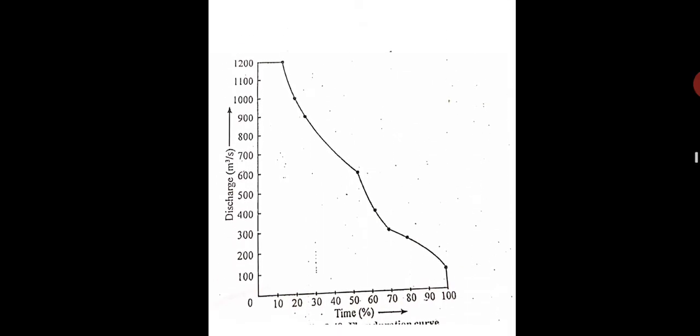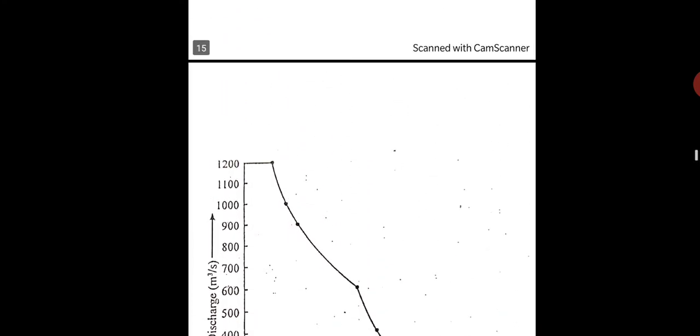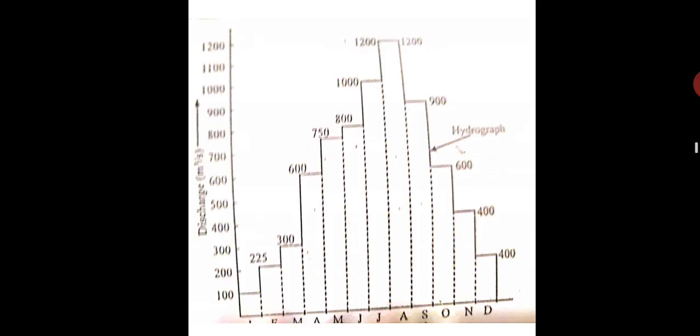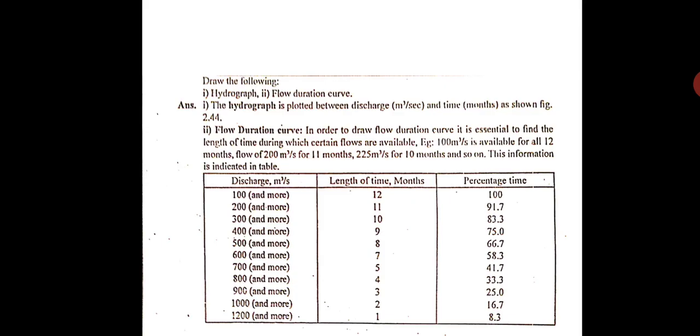So in this numerical, we have only seen how to draw a hydrograph and how to draw a flow duration curve. So this is a flow duration curve with discharge in y-axis and percentage time in x-axis, and this is a hydrograph with discharge in y-axis and month written in the x-axis. Okay, I hope you understood the problem, and now we will see further problems.